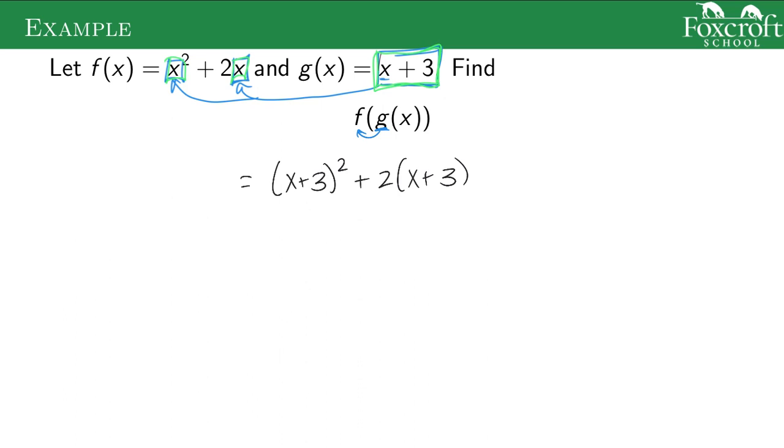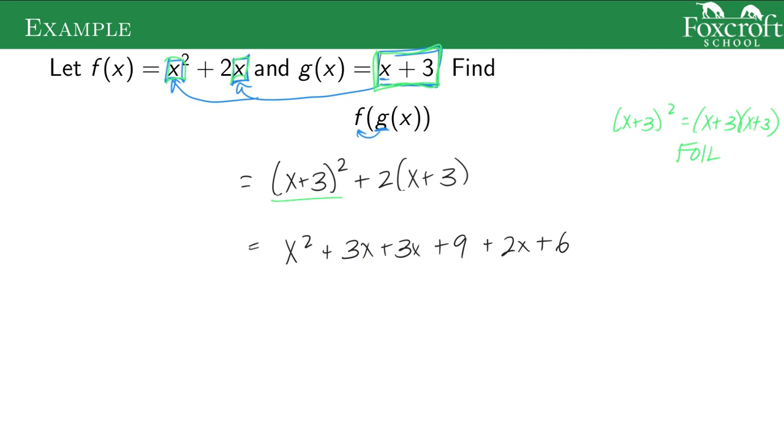Now, x plus 3 squared. A lot of people write that as x squared plus 9, but x plus 3 squared just means I have 2 copies of x plus 3. And that means I have to FOIL. When I FOIL that out, I get x squared plus 3x plus 3x plus 9. And then 2 times x plus 3, I have to distribute. I'm going to get 2x plus 6. Then I combine all my like terms. I have a couple x terms and a couple numbers that I combine. So x squared is going to stay by itself. 3x, 3x, and 2x is going to give me 8x. 9 and 6 gives me plus 15. And that's the whole problem. Again, just putting one expression into the other and then simplifying as much as possible.